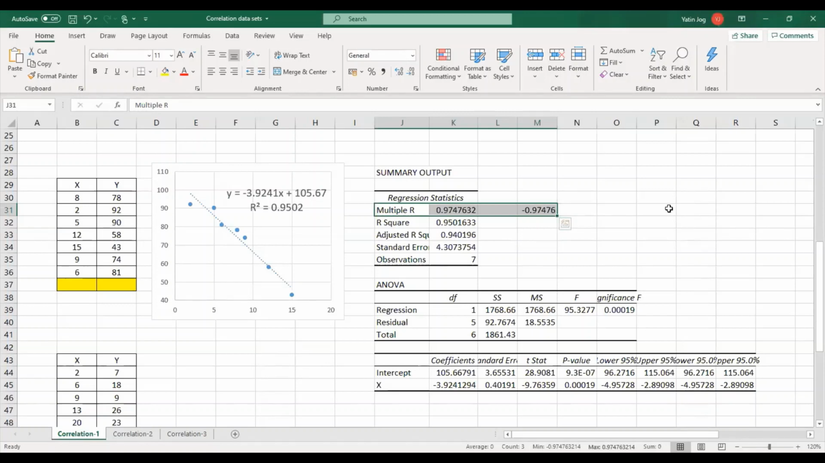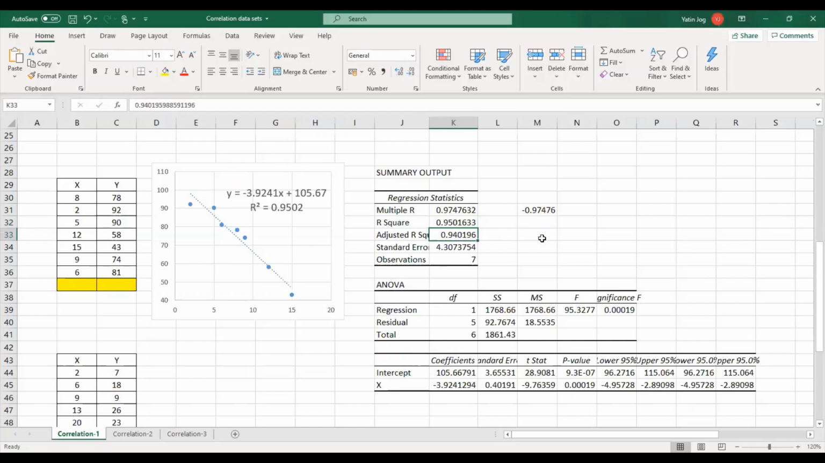In correlation, that is only based on numbers. So only based on numbers, what multiple R is telling me is that they are strongly correlated to each other. But then R square is telling me that there is some causal relationship also. That's why 95% of data points are fitting into the model. Y can be explained up to 95% using X values.